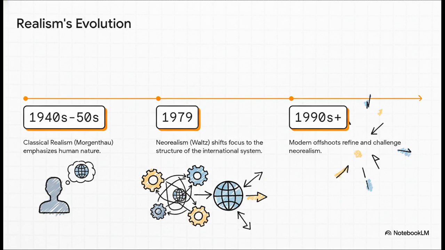After World War II, you've got classical realism with Hans Morgenthau as the leading voice. Then, boom! 1979. Kenneth Waltz publishes a game-changing book that launches what we now call neorealism, or sometimes structural realism. And that in turn set off a whole new generation of debates that are still going on today.